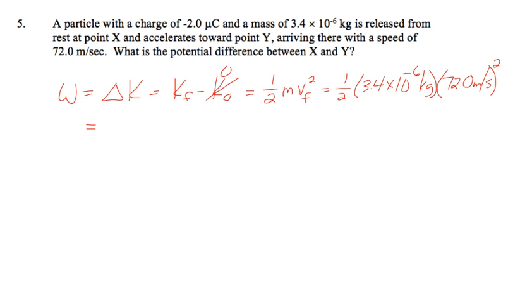All right, so what do you get? 8.81 times 10 to the negative 3, and that would be joules, because work is measured in joules. Okay, so we have the work. Now the charge, like I told you, that's going to be the test charge. So you have QO, and the test charge is negative 2 microcoulombs.